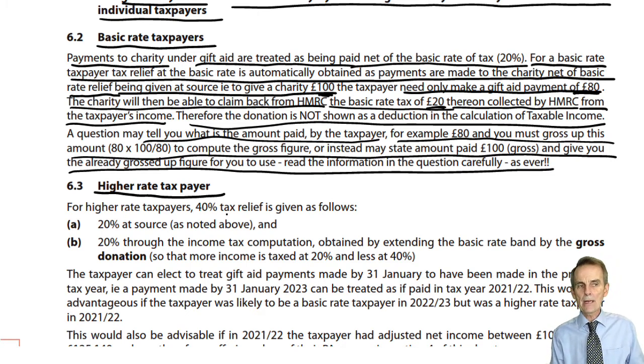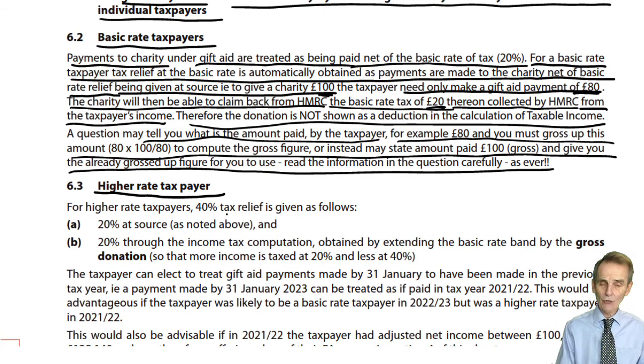£100. Because there is something to do within your income tax computation if you are a higher rate or an additional rate taxpayer. Anything above basic rate, there's an extra exercise to perform.